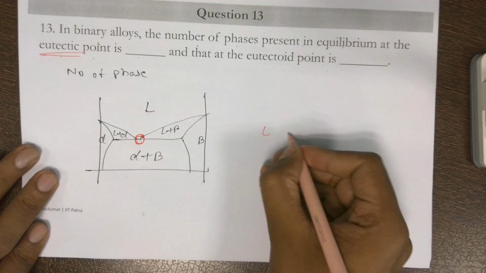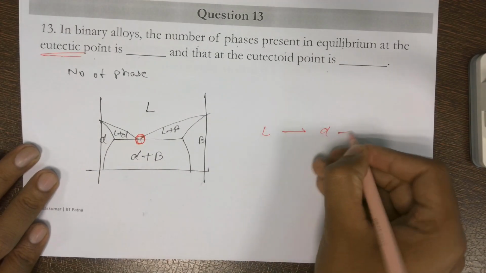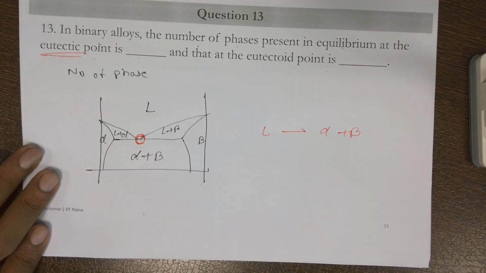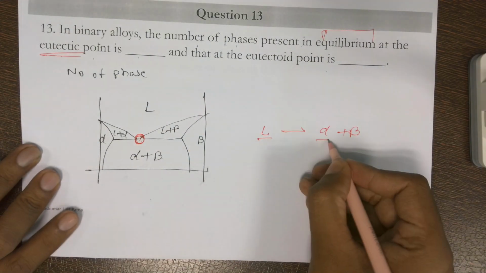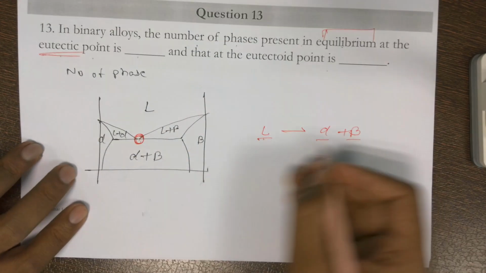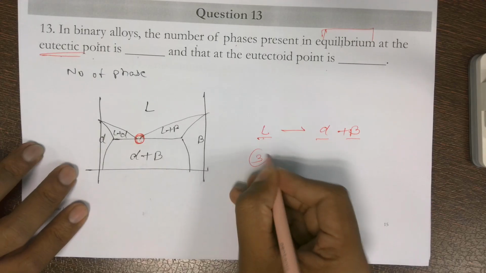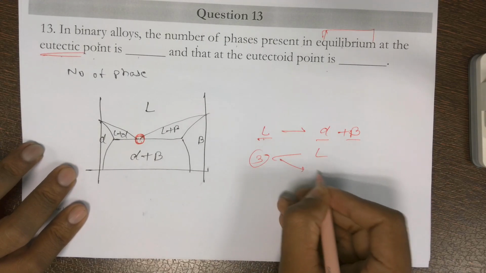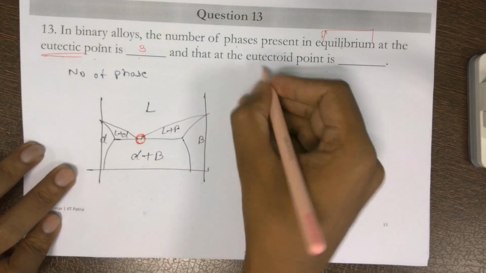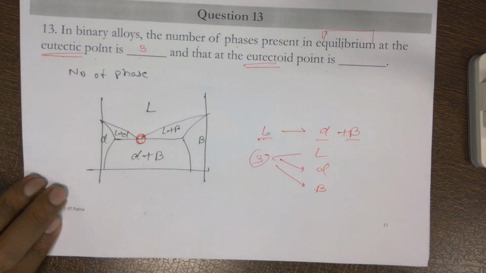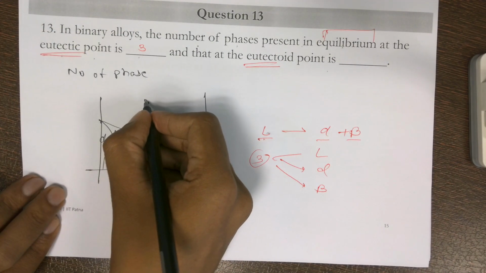Liquid is converting to alpha and beta. We are talking about the equilibrium. Liquid is there, alpha is there, beta is there. Very good, Omkar. So the number of phases is 3, which is liquid, alpha and beta. What about the eutectoid? Instead of liquid, it will be some other phase. Let's say it will be the gamma over here.